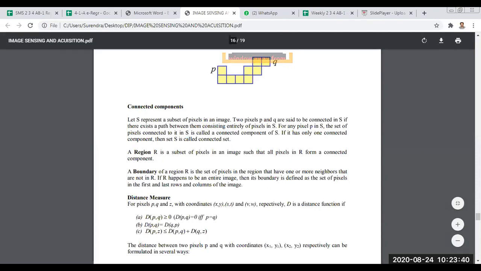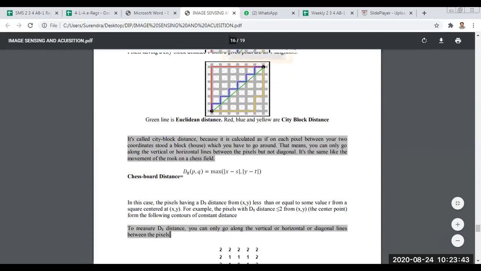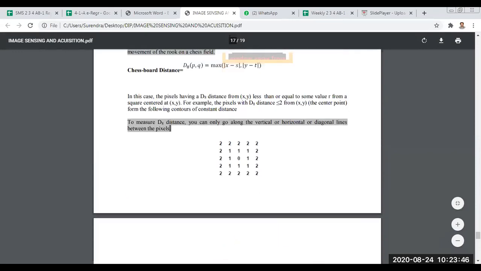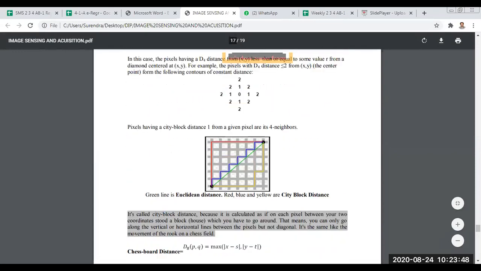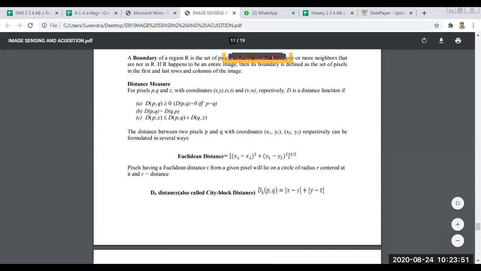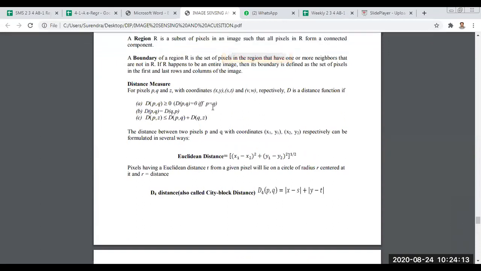Now come to the distance measure. How are we measuring the distances between pixel values? Generally these distances are based on some conditions. The distance d of p comma q must be greater than or equal to 0. It is a non-negative value, and it must be remembered. If d of p comma q equals 0, then p equals q. That means if you consider the same pixel in the same region, there is no distance between the two pixels.